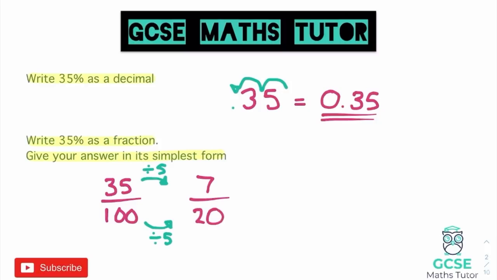Again, the numerator, 7, only divides by 1 or 7, and 20 doesn't divide by 7, not perfectly anyway, and we are looking for a number that fits in perfectly. So our answers there were 0.35 for our decimal, and 7 over 20 as our simplified fraction.